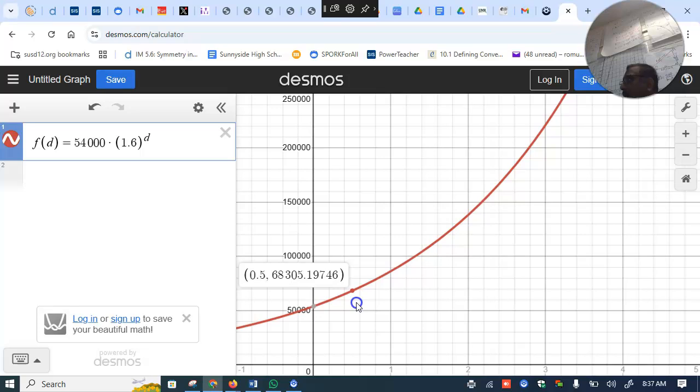It's not a perfect answer. Remember, this is not a perfect answer. Okay. So on your paper, can you write down the answer approximately, whatever they asked? So it says explain that we did A. B is graph your function using an estimate, and that's the estimate, 68,305.